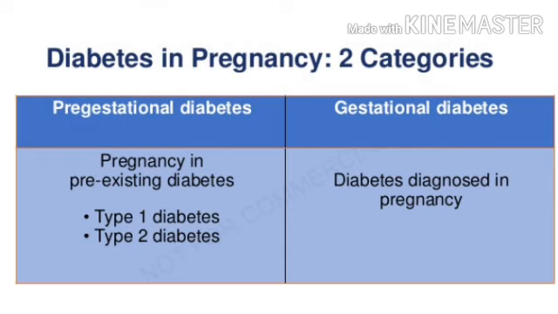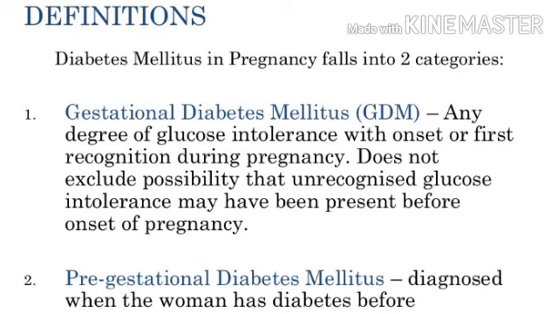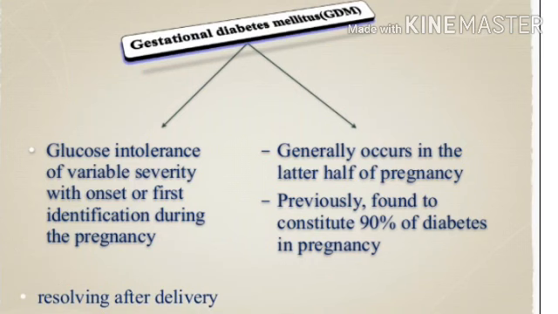Regarding the definitions, gestational diabetes mellitus means any degree of glucose intolerance with onset or first recognition during pregnancy. So here diabetes is first recognized or starts during pregnancy, then it is known as gestational diabetes mellitus. Pre-gestational diabetes mellitus, as the name indicates, is diagnosed when the woman has diabetes before pregnancy. About 90% of diabetes in pregnancy is gestational diabetes.